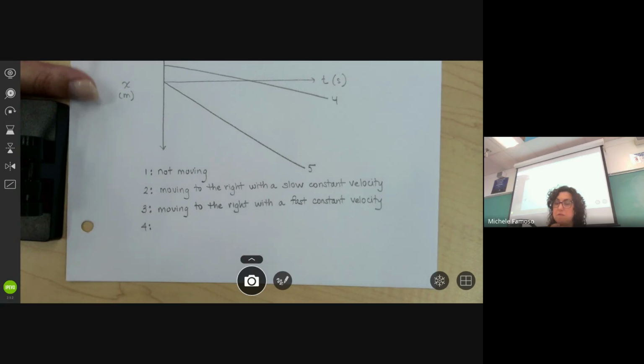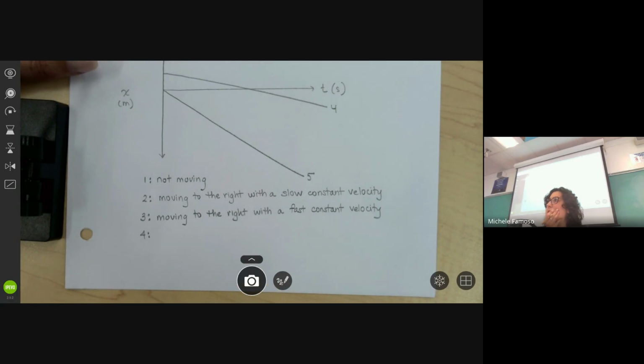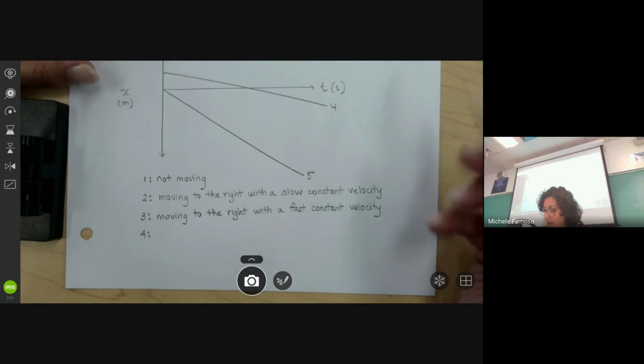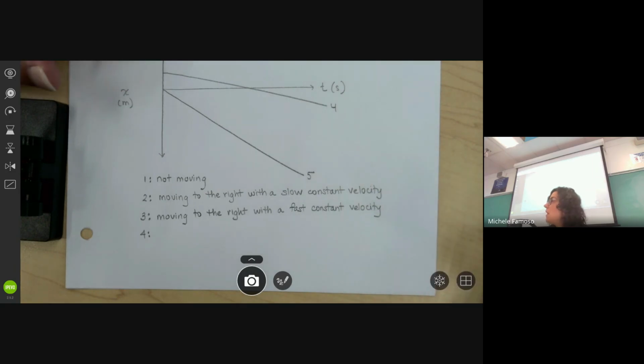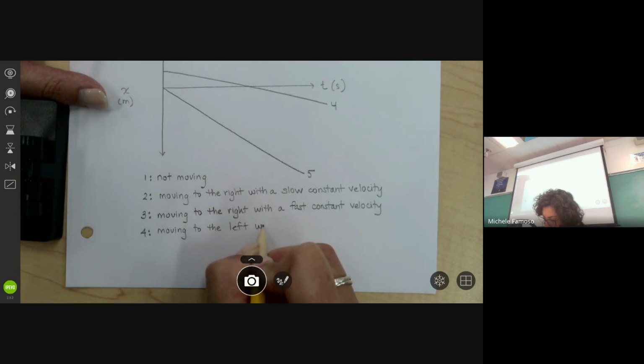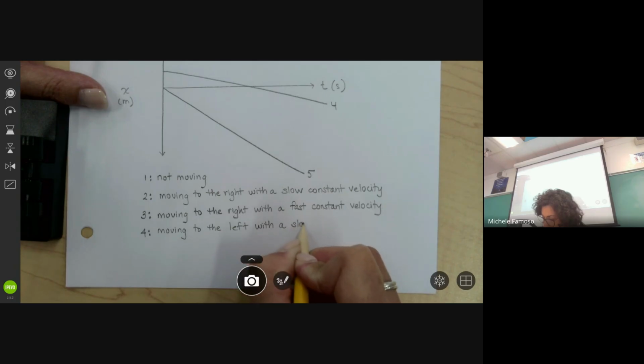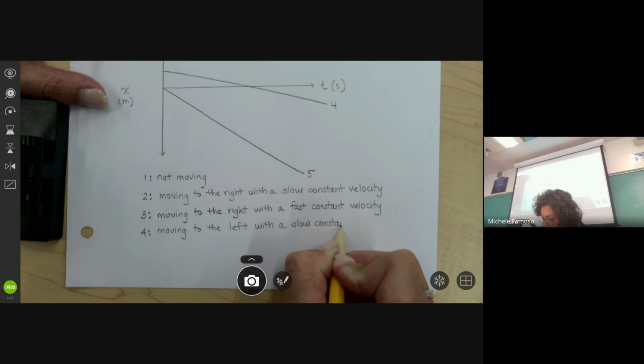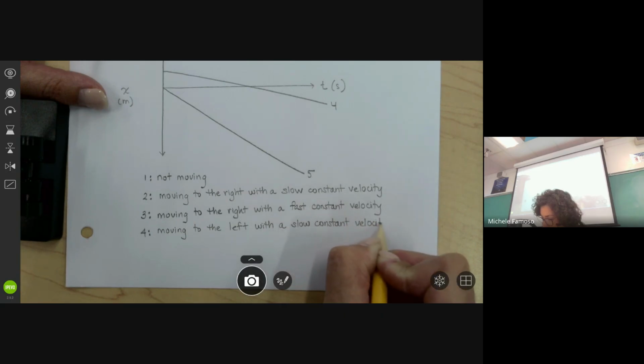All right, let's now look at 4. Anyone want to try to write a statement about number 4? Try to use parallel structure to what we did in 2 and 3. Caroline? I would agree with that because of these 2, 4 is shallower than 5. So this one is moving to the left with a slow, constant velocity.